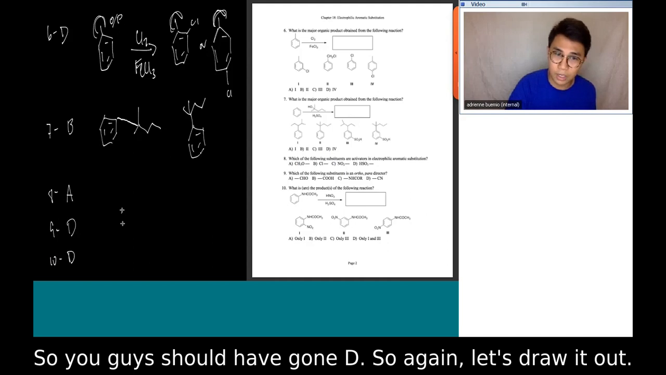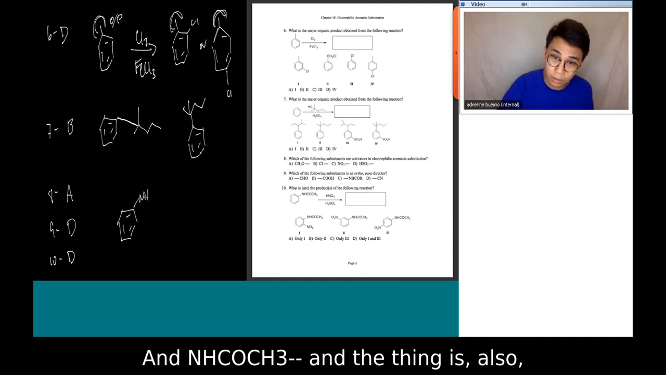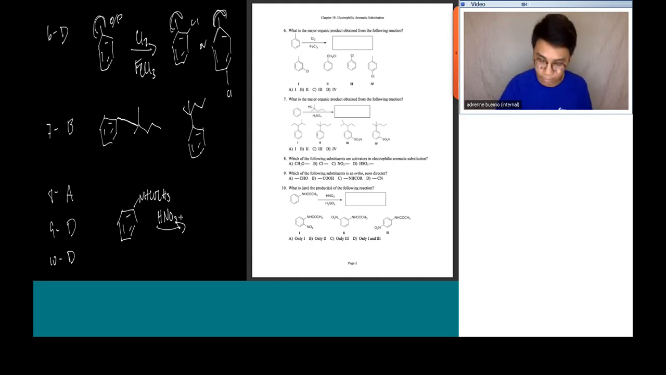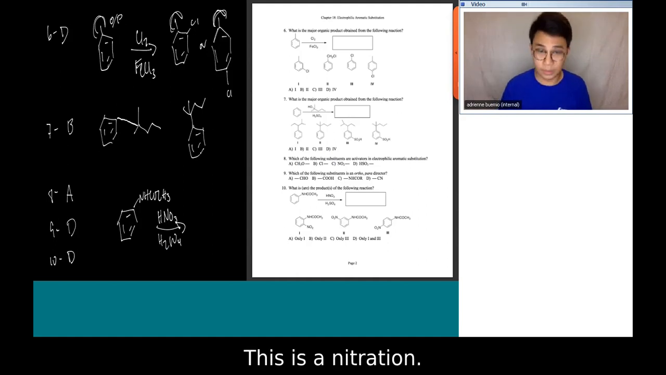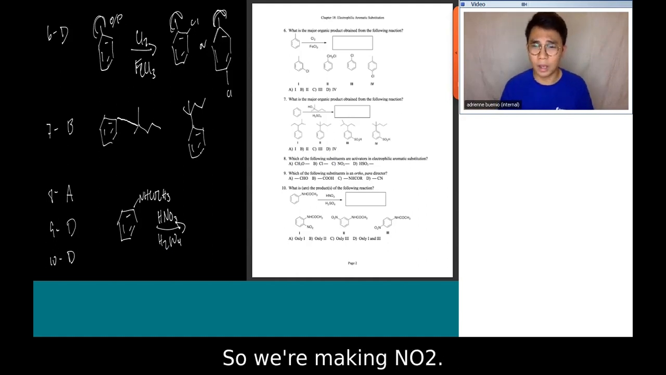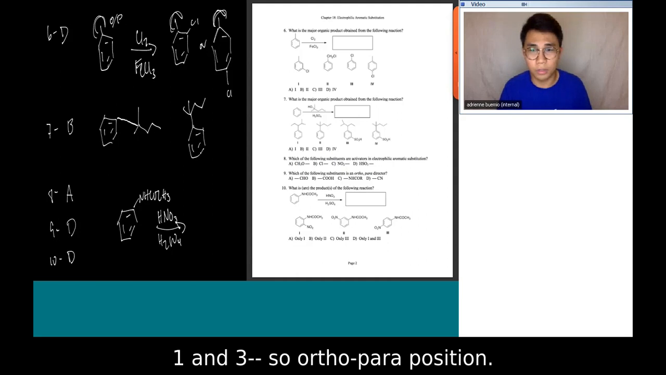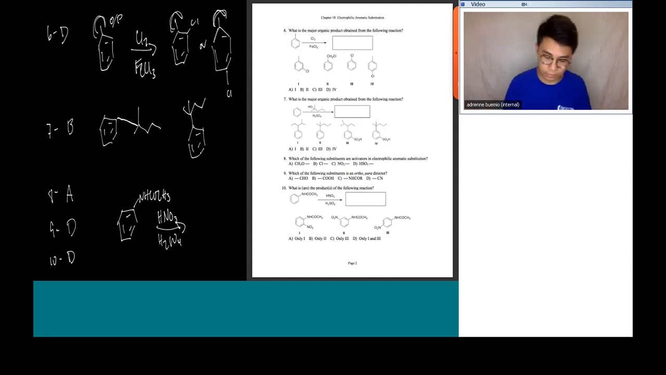So again, let's draw it out. NHCOCH3. And just because we know it's ortho-para, don't forget about the product that you're making, right? This is a nitration, so we're making NO2. So don't forget that. And that'll be D, 1 and 3, right? So ortho-para positions.